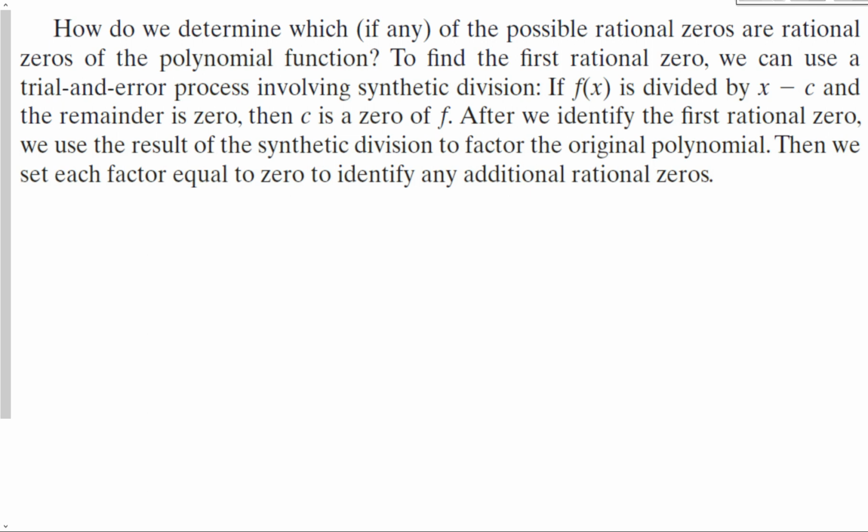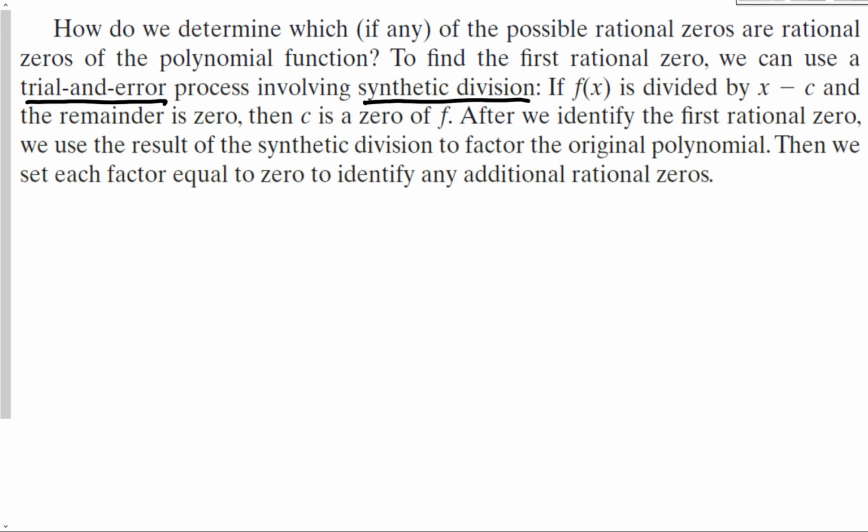function? To find the first rational zeros, we use trial and error. You try one, you see if it works. If it does, great. If it doesn't, you try a different one. With synthetic division. Okay. If f of x is divided by x minus c and the remainder is 0, then c is a 0 of the function. So that's what we're looking for.